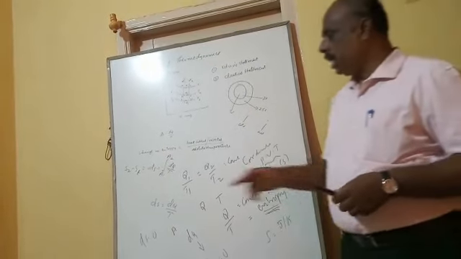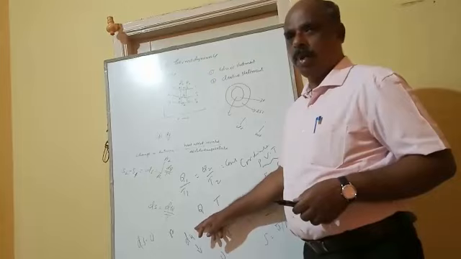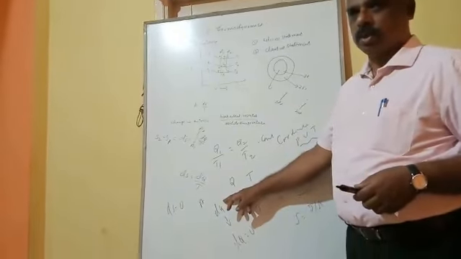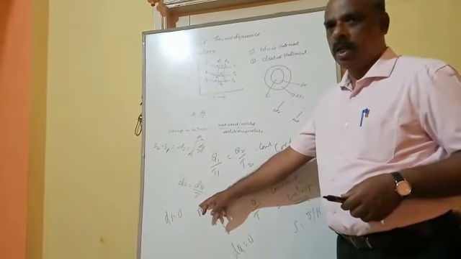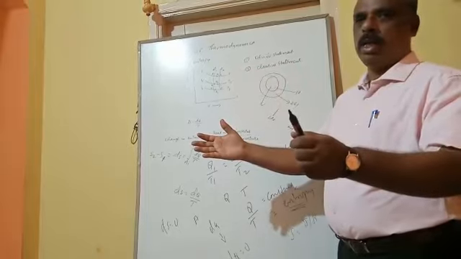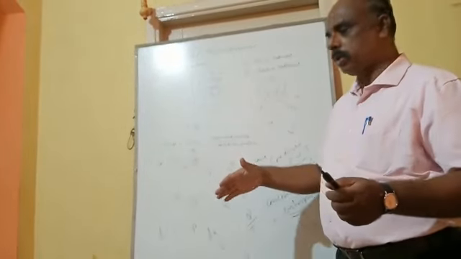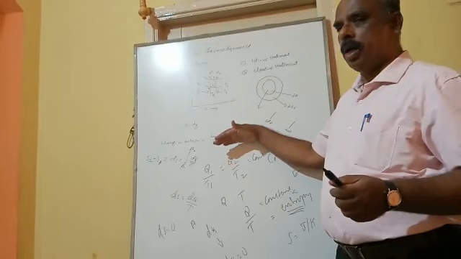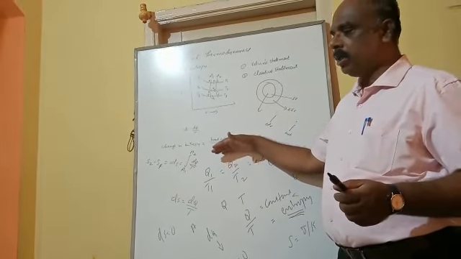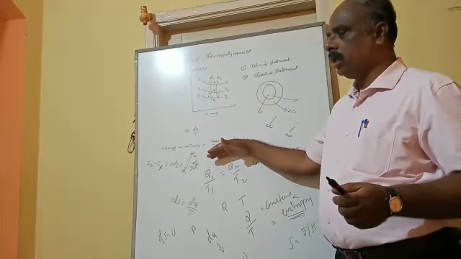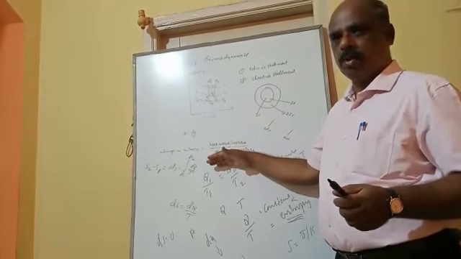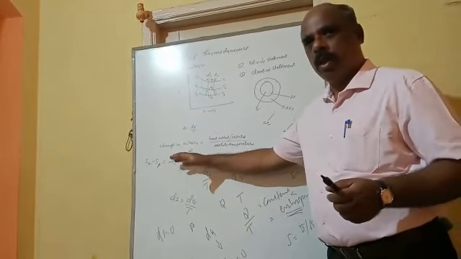So, change in entropy during adiabatic process, change in entropy during isothermal process, change in entropy during reversible process, change in entropy during irreversible process. So the first part, up to this, learn very clearly. In the next video, I would like to speak about the change in entropy during reversible process and change in entropy during irreversible process.